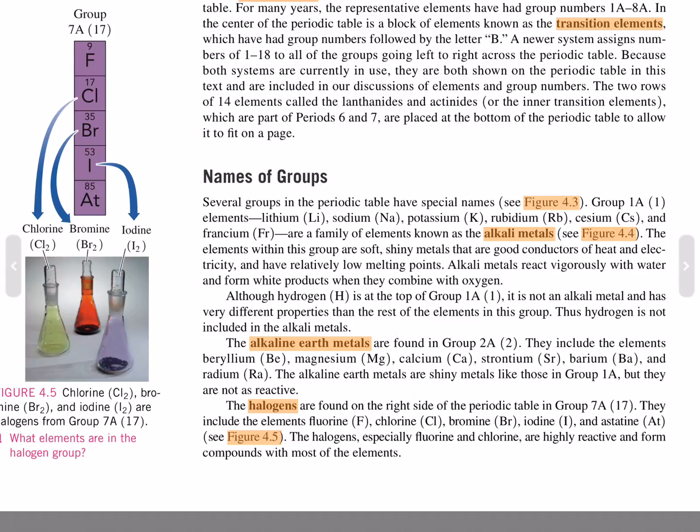The alkaline earth metals are found in group 2A. They include the elements beryllium, magnesium, calcium, strontium, barium, and radium. The alkaline earth metals are shiny metals like those in group 1A, but they are not as reactive. The halogens are found on the right side of the periodic table in group 7. They include the elements fluorine, chlorine, bromine, iodine, and astatine. The halogens, especially fluorine and chlorine, are highly reactive and form compounds with most of the elements.